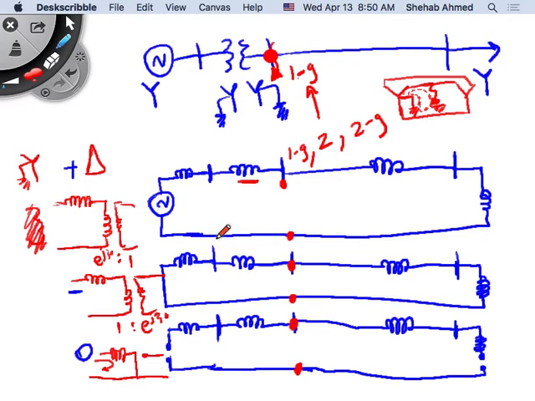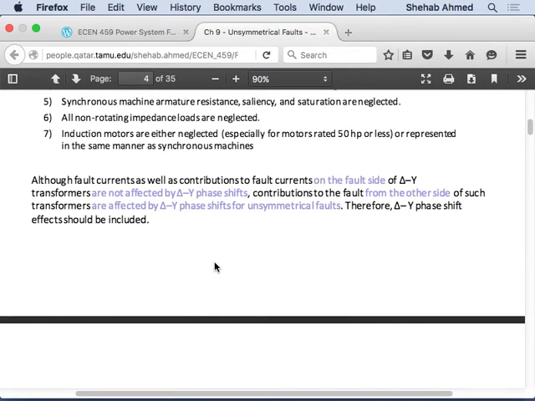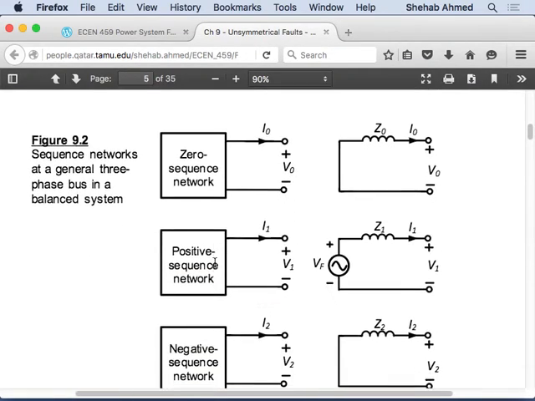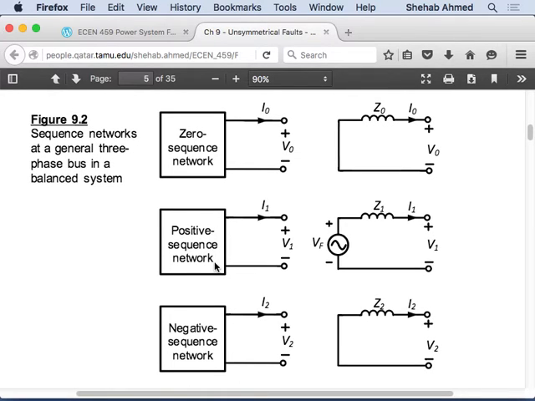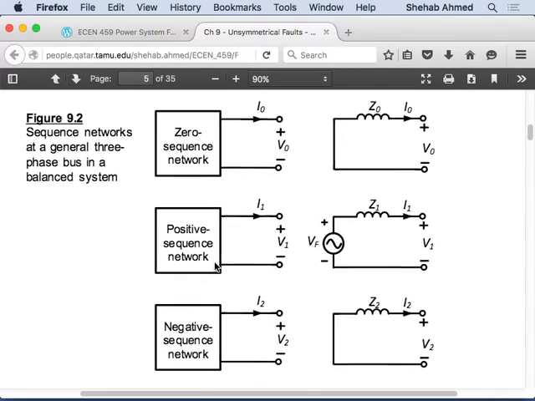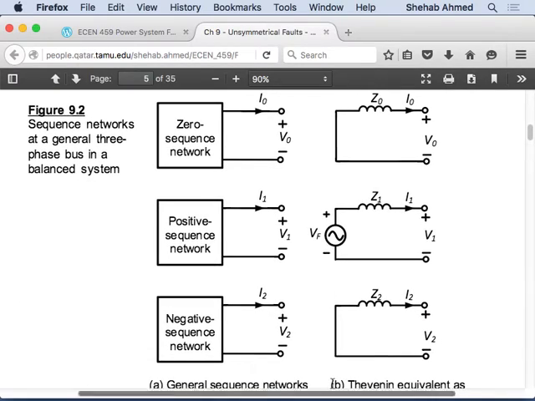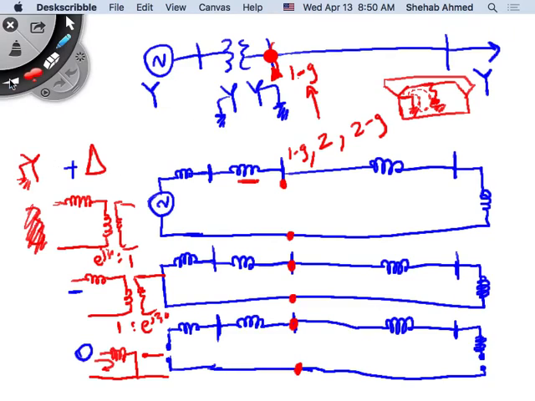Is this okay? Okay, so the way we will do it is the following. At the fault location, we will find the Thevenin equivalent circuit. Everybody's okay with that? So that's what we'll do. So that's the process.